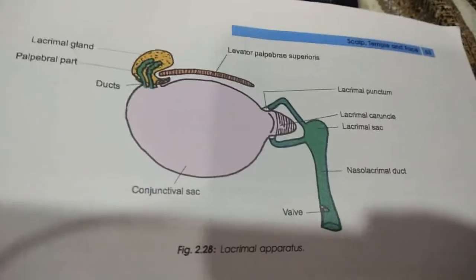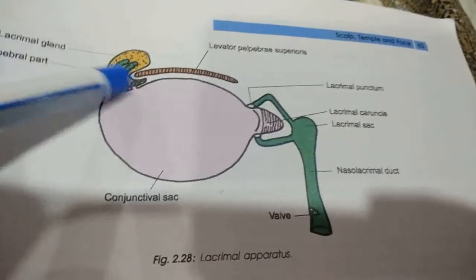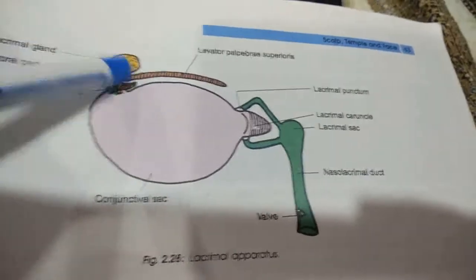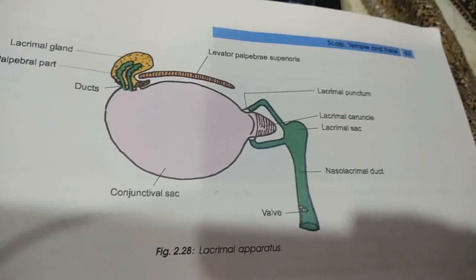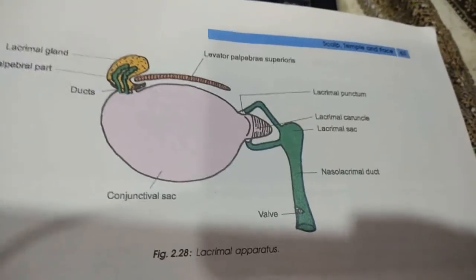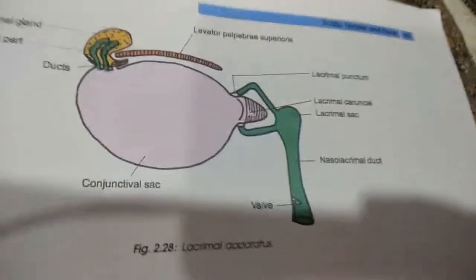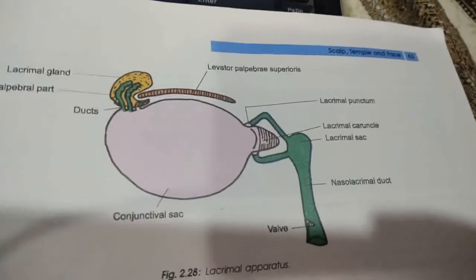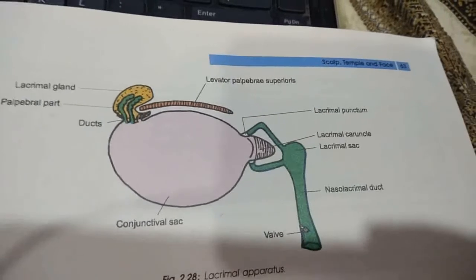The gland is J-shaped. What is the shape of the gland? See, J. You can see a J-shaped gland. The shape of the gland is J-shaped, being indented by the tendon of the levator palpebrae superioris muscle. The levator palpebrae, the elevator of the upper eyelid, is called the levator palpebrae superioris muscle. So that is there in the upper eyelid.